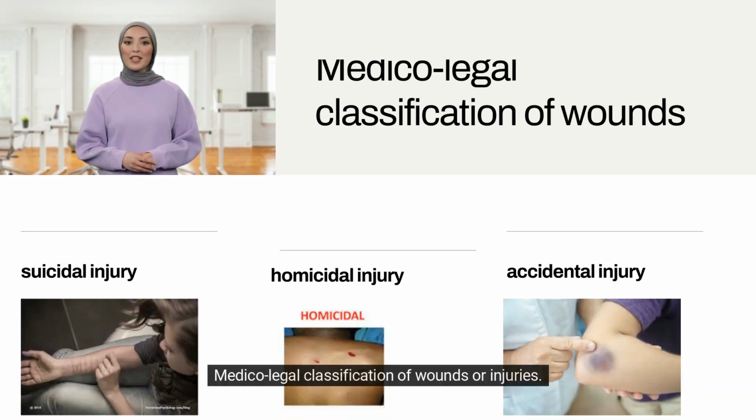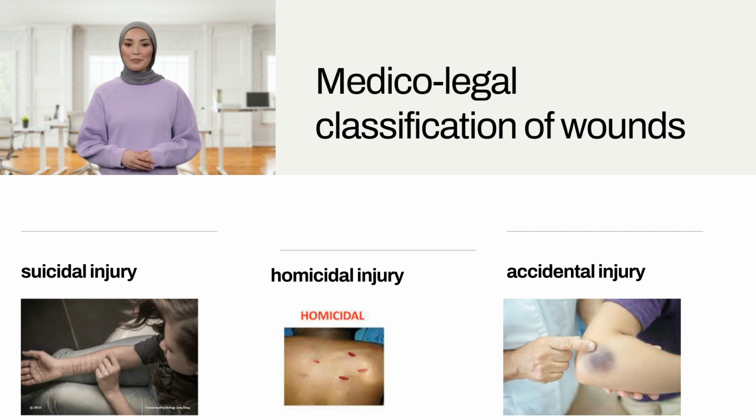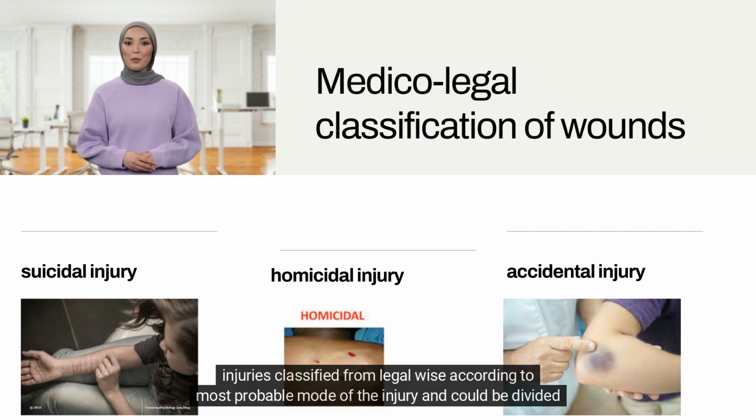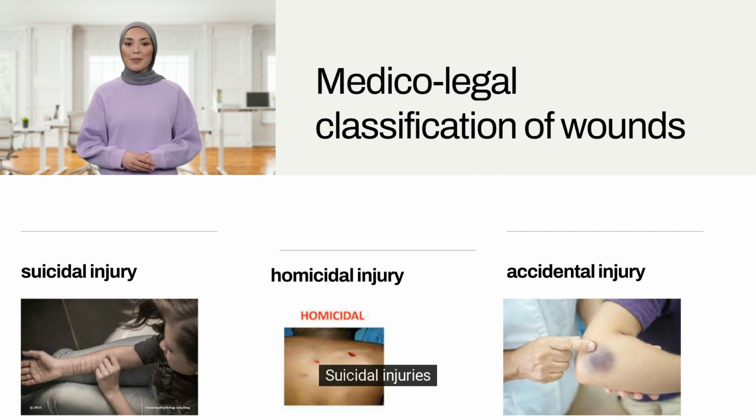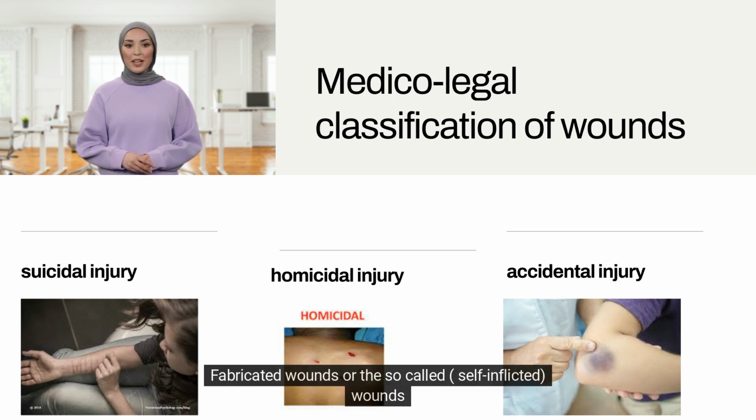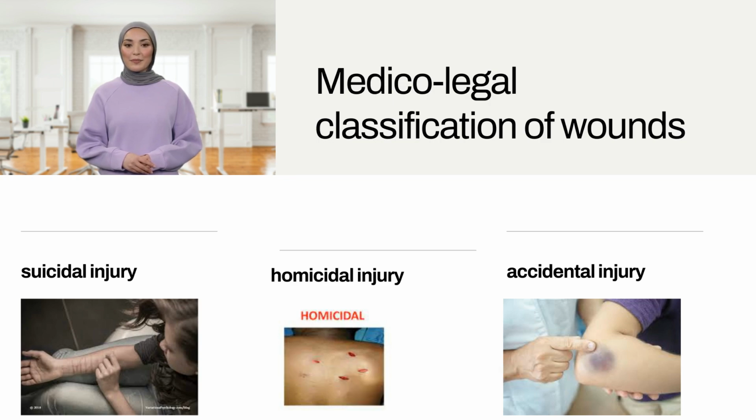Medico-legal classification of wounds or injuries. Injuries are classified legally according to the most probable mode of the injury and could be divided into suicidal injuries, homicidal injuries, accidental injuries, defense wounds, or fabricated wounds, the so-called self-inflicted wounds.